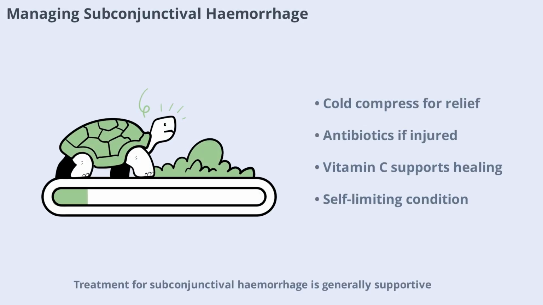Treatment for subconjunctival hemorrhage is generally supportive. Cold compresses can help reduce discomfort, and antibiotic drops may be used if there is a direct injury to the eye. Vitamin C supplements are sometimes recommended to support healing.